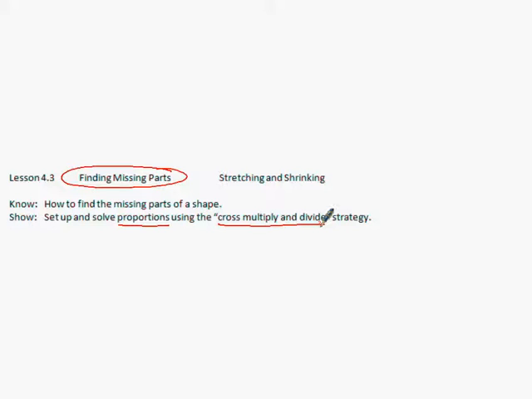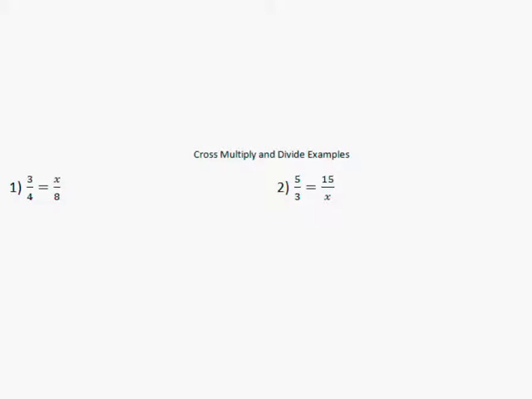Now, cross, multiply, and divide is going to come in pretty much every single lesson for like the next 20 in a row. It's a very useful strategy, very easy strategy. The hard part is learning how to set it up, so how to set up a proportion. So that's what we're also going to look at how to do today. So, simple. Let's start with how the cross, multiply, and divide strategy works.